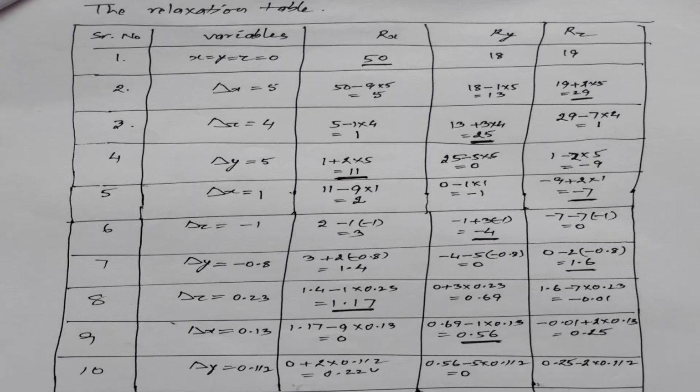Now we form the relaxation table. First column serial number, second column variables, third column Rx, fourth column Ry, and fifth column Rz.